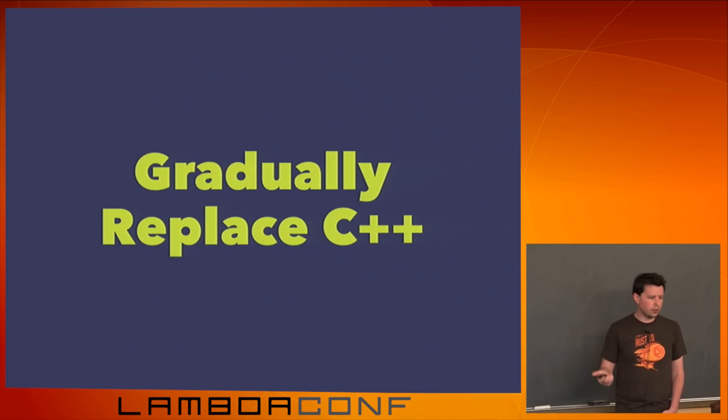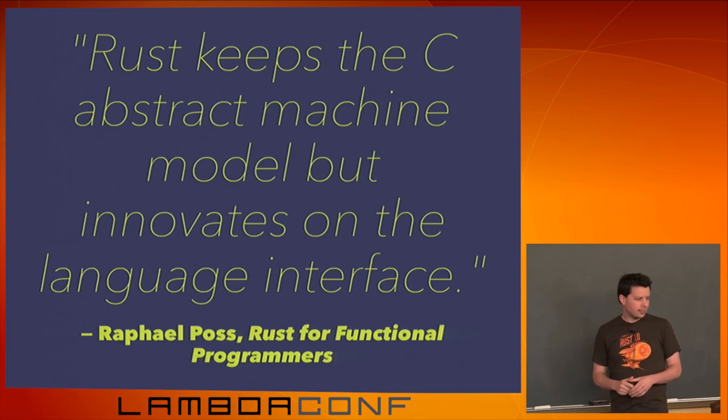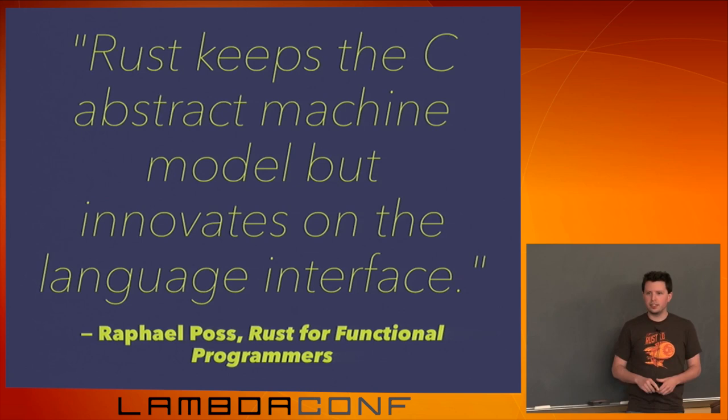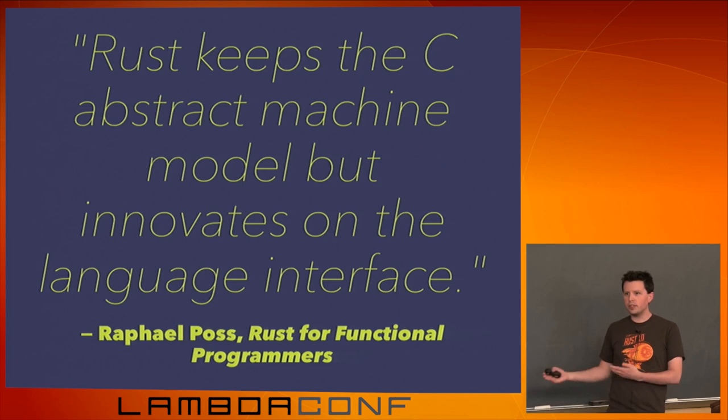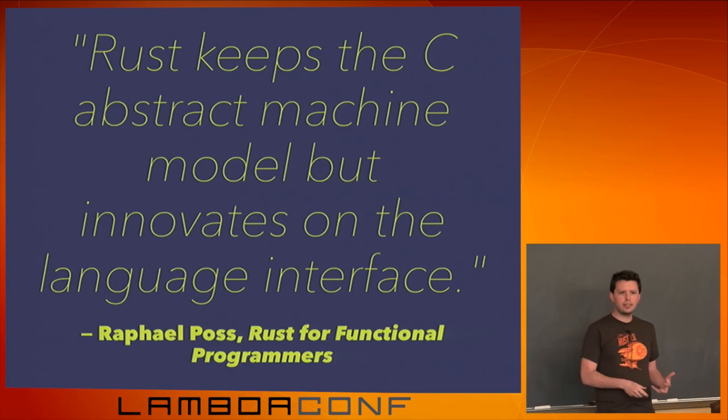The best explanation for this was actually from Rust for Functional Programmers. And it's that it keeps the abstract machine model that C gives us, but innovates in the language interface. It makes a lot more sense when you think of C as a portable assembly language, and that was its goal. That was what it was designed for. And so all of the major concepts in C map directly to hardware concepts. And Rust keeps that strength. And that's really wonderful because that stuff is really well documented. It's fairly well understood. And in general, it's a pretty practical way to design a language. But Rust gives us a nicer language to work with as a programmer.